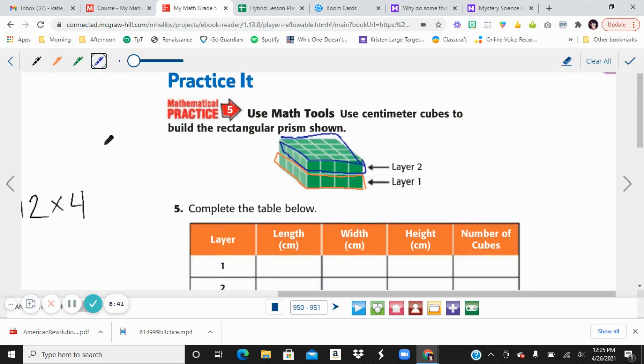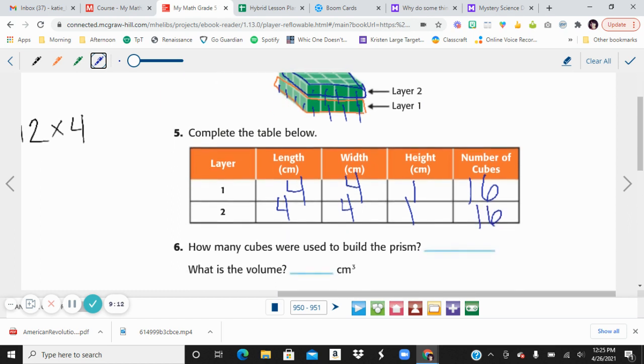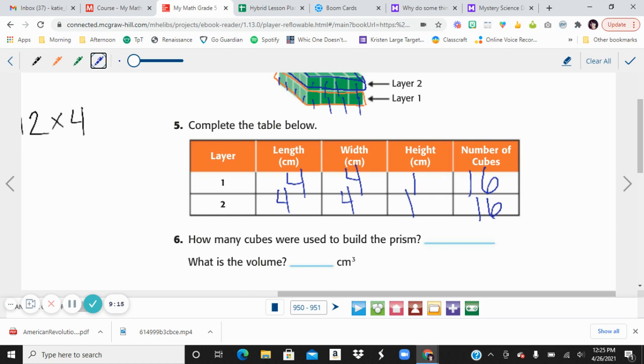So complete the table. Layer 1 has a length of 1, 2, 3, 4. And the width is 1, 2, 3, 4. And the height, of course, is 1. So 4 times 4 is 16 times 1. It has 16 cubes in that first layer. Layer 2 is the same. It's got 4 by 4 by 1, so that layer also has 16 cubes. How many cubes would you use to build the prism? 16 plus 16 is 32. What is the volume? It's 32 centimeters cubed.